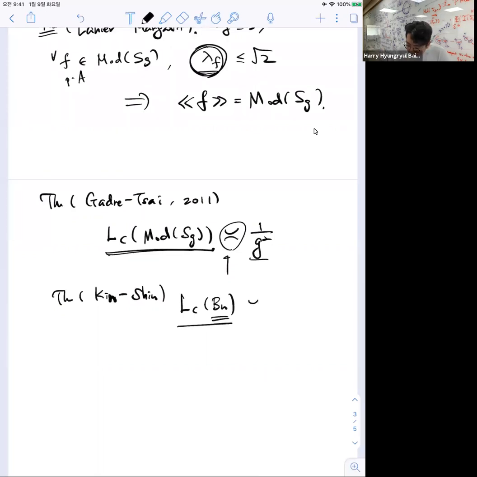They showed this is roughly 1 over n squared. Kind of similar, right? So up to a constant, you can just say 1 over the Euler characteristic of the surface squared.